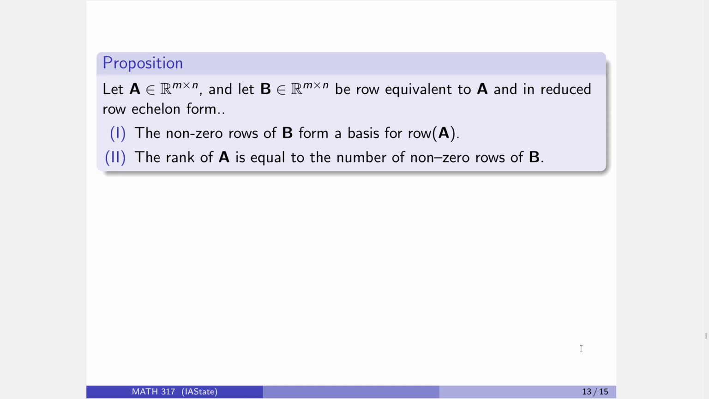Alright, and thus as a consequence of this, we find that the non-zero rows form a basis for the row space of A, where B is the reduced echelon form of A. And the rank of a matrix must then be equal to the number of non-zero rows of its reduced row echelon form.